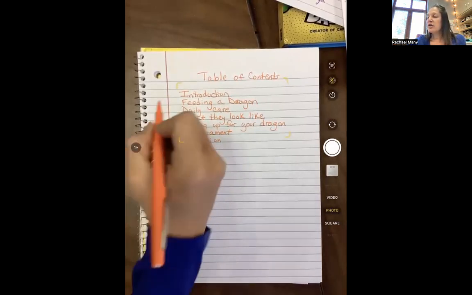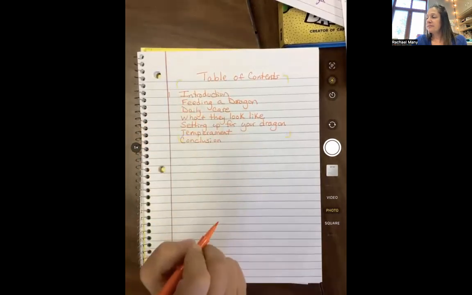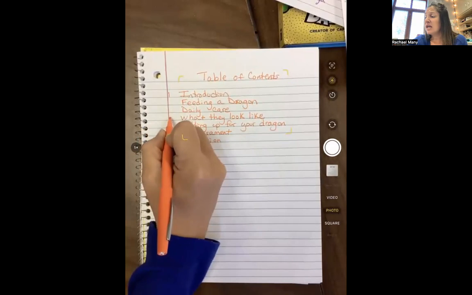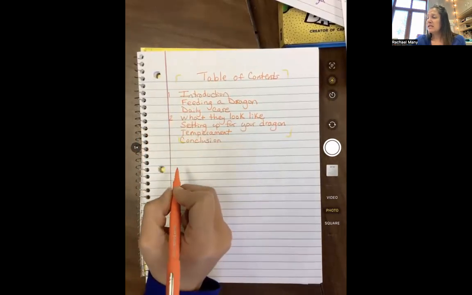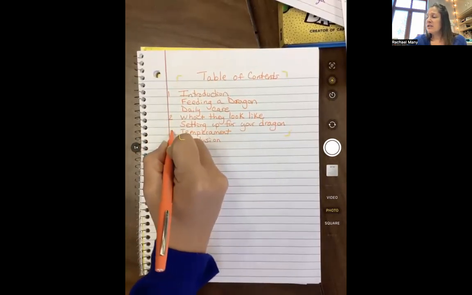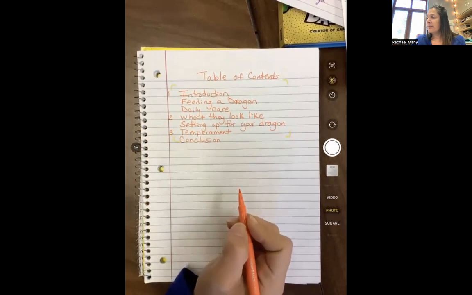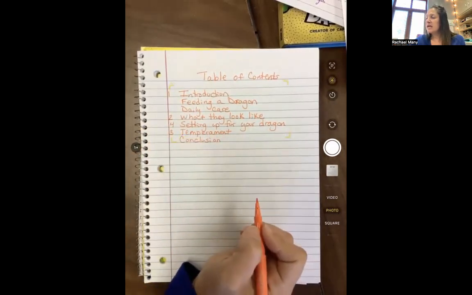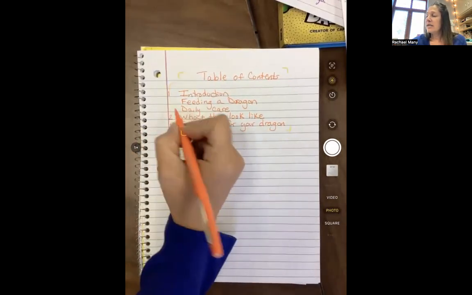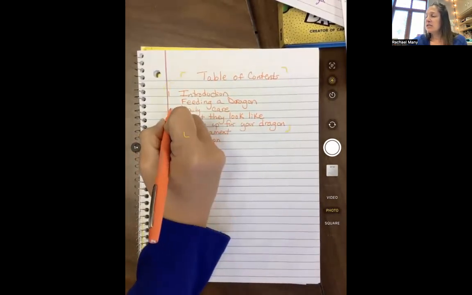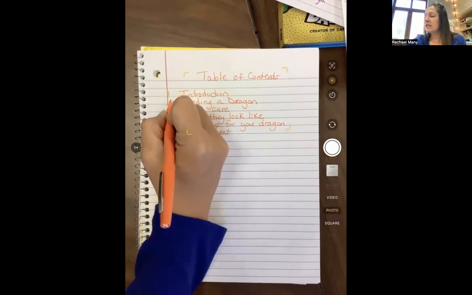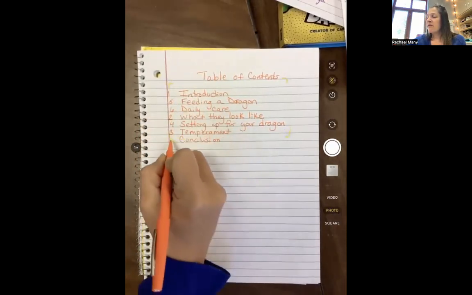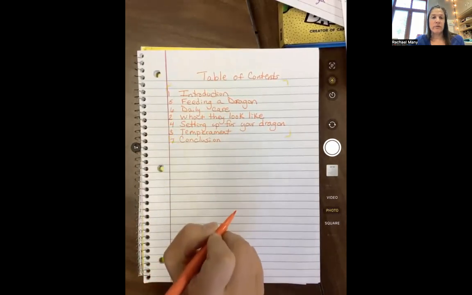So obviously my introduction is going to be first. I think that I want to talk about what they look like second. I want to talk about their temperament third. Then I think I'm going to go into setting up their tank, what their daily care looks like. Oh, I think I'm actually going to do feeding next. Then their daily care. And then lastly, my conclusion.